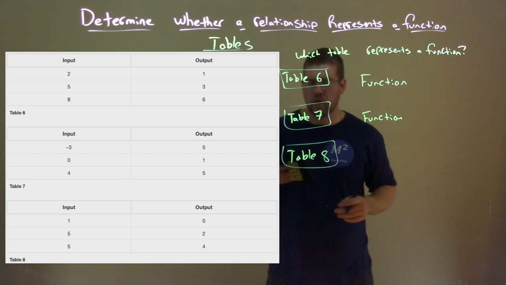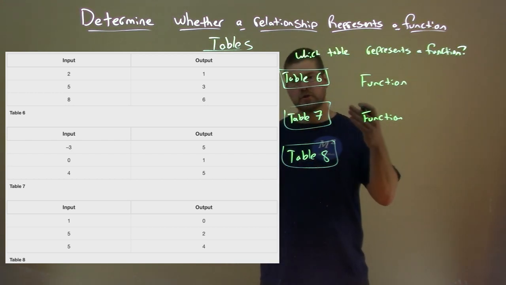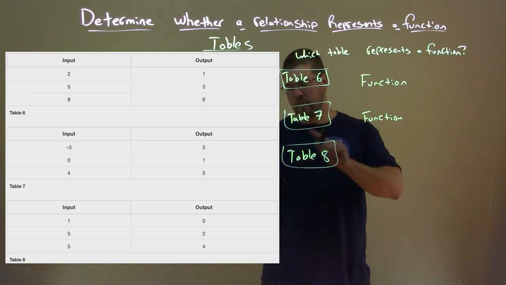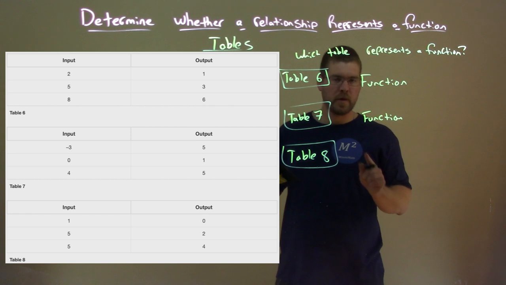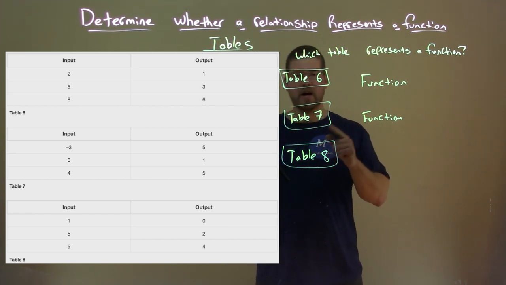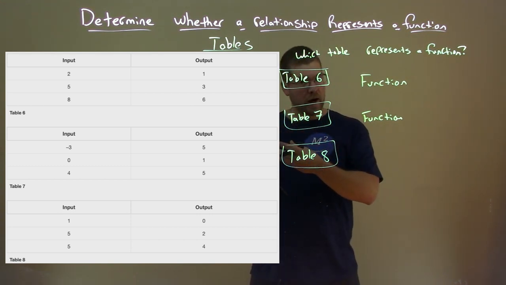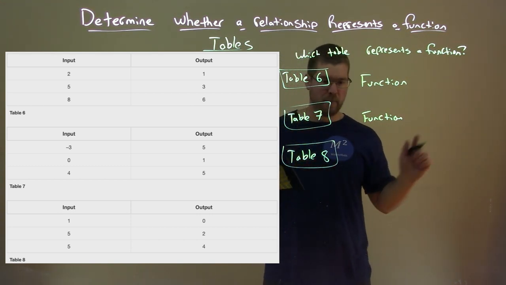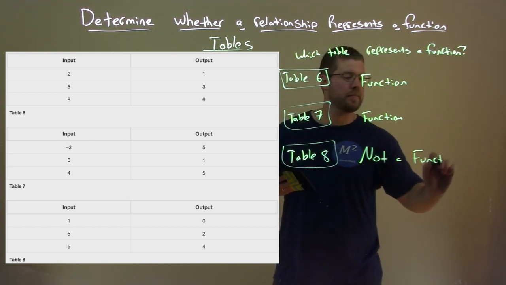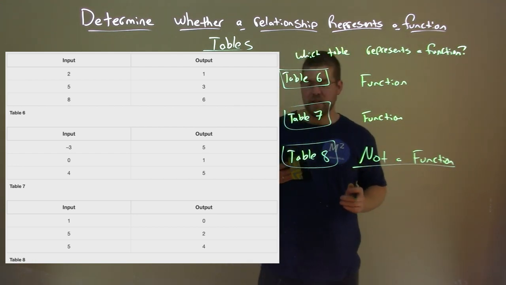Table 8. Well, our inputs are 1, 5, and 5. Outputs are 0, 2, and 4. So 1 goes to 0, 5 goes to 2, and 5 goes to 4. There's the issue. Look at the 5s. 5 went to 2, and 5 went to 4. That shows that we have the same one input, which was 5, that went to two different outputs. So that is not a function.